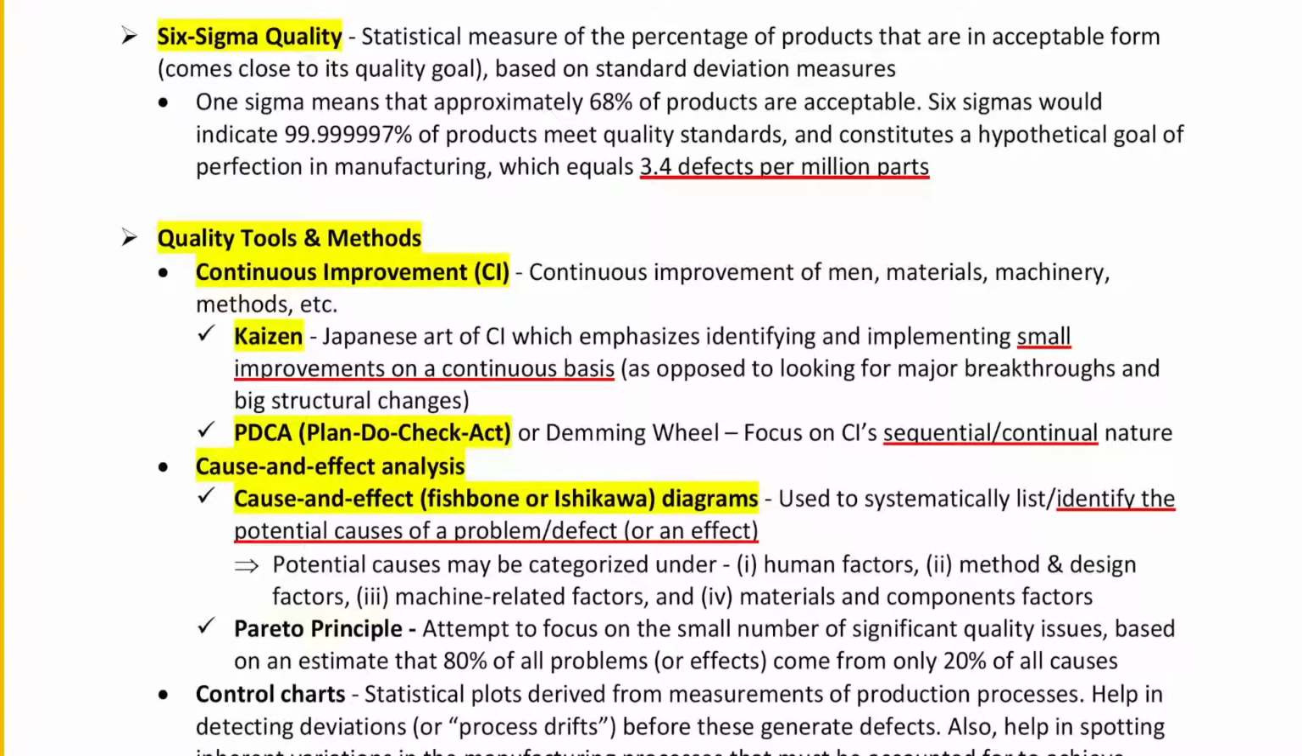Highlight Pareto principle. Now this is based on an estimate that 80% of all problems or effects come from only 20% of all causes. So here we're going to attempt to focus on the small number of significant big quality issues.